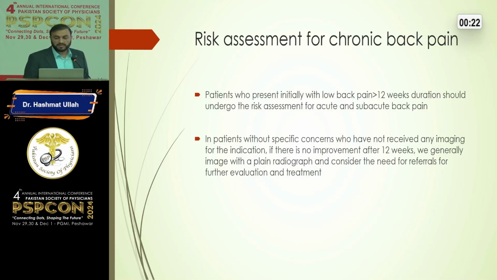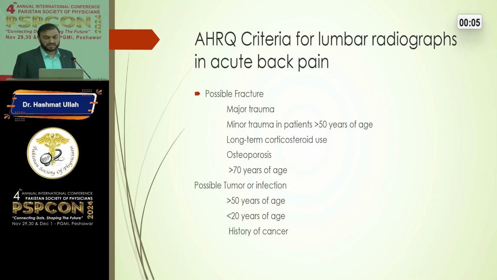Similarly, chronic back pain, which is more than 12 weeks in duration, should undergo the risk assessment for acute and subacute. In that case you reassess, examine your patient, and if there are any alarming signs or symptoms, or new signs have developed, you can go for imaging. This is the AHCPR criteria for that.